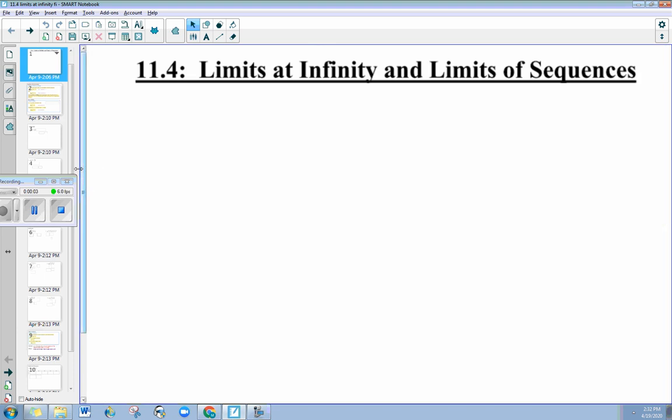Today we're doing lesson 11.4, limits at infinity and limits of sequences. This lesson has a lot of overlap with rational expressions, and you'll see that spread throughout some of the theorem slides we go through today.